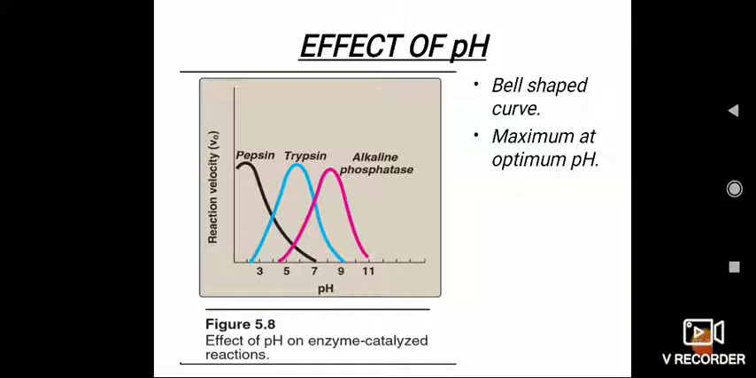And as you see, there are three different enzymes shown in this graph with their optimum pH at different pHs, like pepsin, which works at about 1.5 to 2 pH, and trypsin, which works most efficiently at about 5 pH, and alkaline phosphatase, which works most efficiently at about 8 or 8.5 pH. So here you can also observe that there is an optimum pH for each enzyme, and the reaction they catalyze depends upon the pH of the reaction.